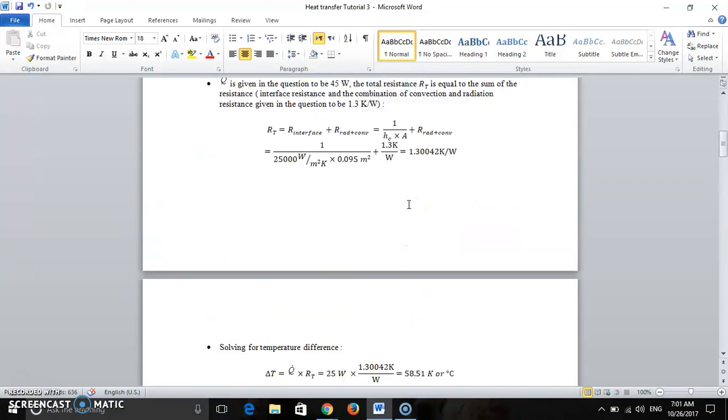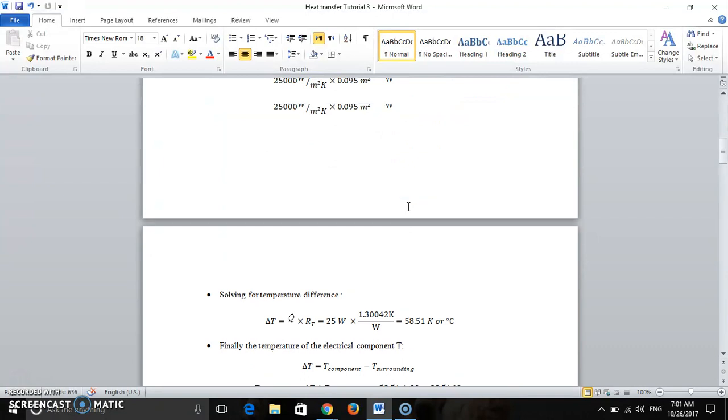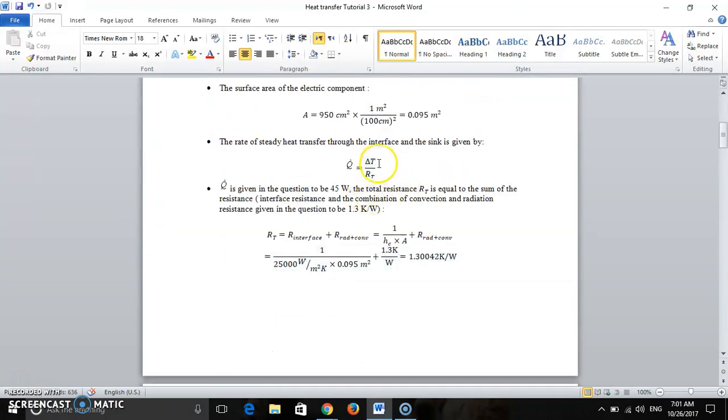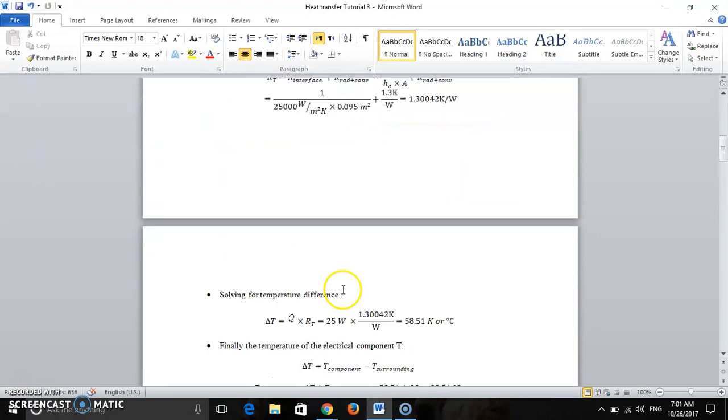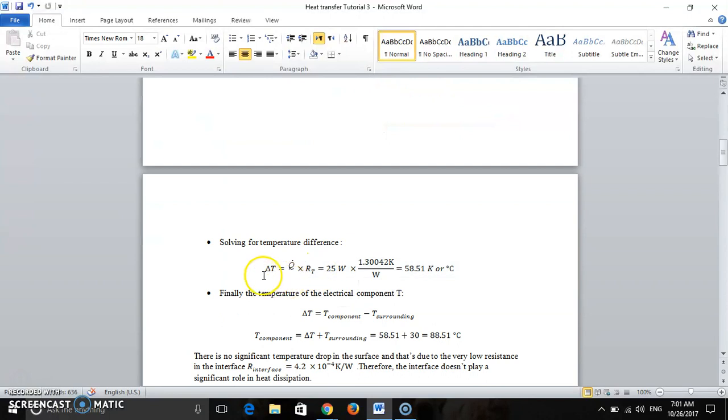After we found the total resistance, we substitute again in our general formula to solve for delta T. So delta T is equal to the heat transfer rate multiplied by the total resistance. We do the math and we find that delta T is equal to 58.51 Kelvin or degree Celsius. It doesn't matter, we are talking about temperature difference, so Kelvin and Celsius are the same.